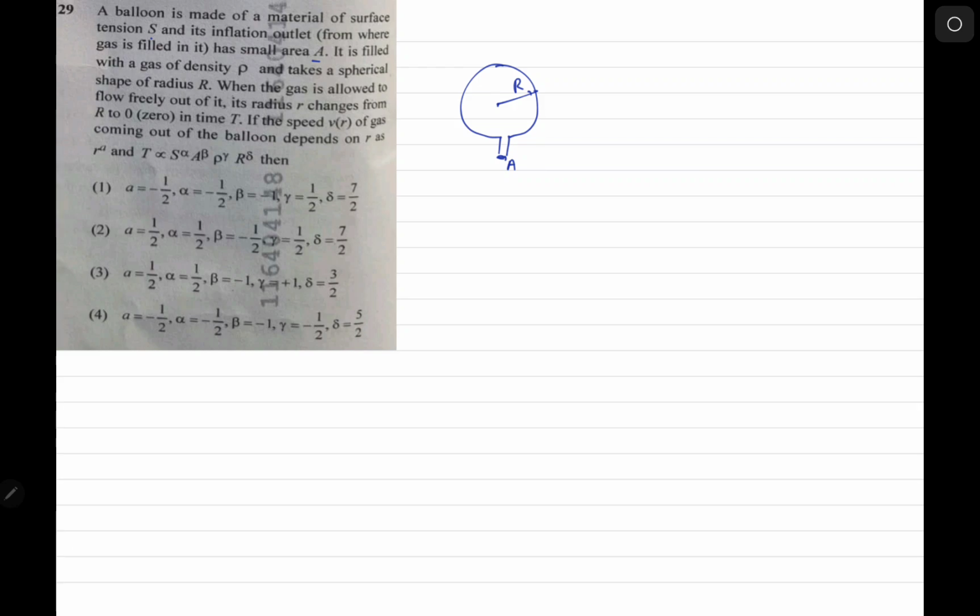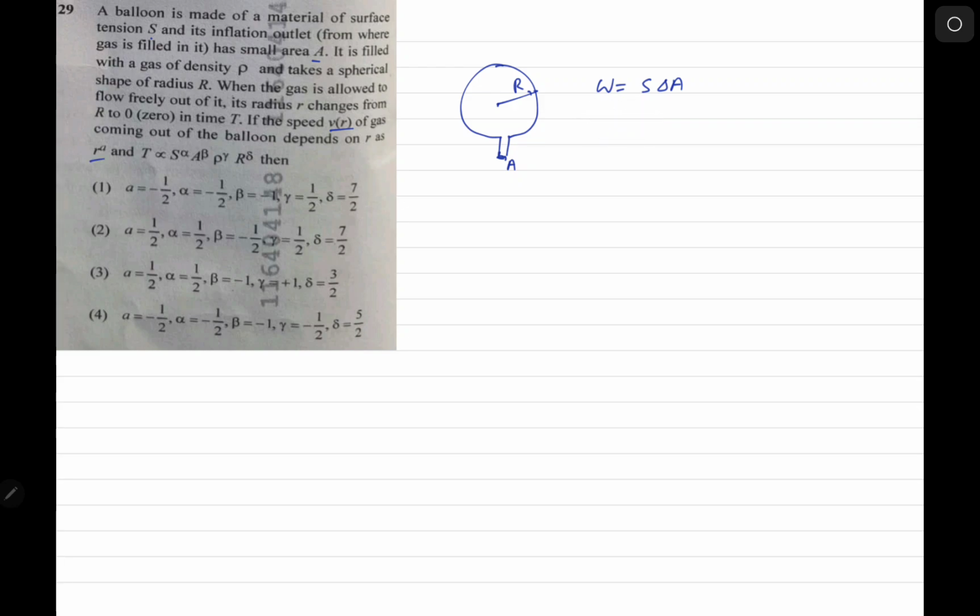Now we can see one thing: the surface energy it has, the energy required to form the bubble, the balloon, is W equal to S into delta A. S is the surface tension, and delta A is the change in surface area. In the question we need to find the speed and the R relation.